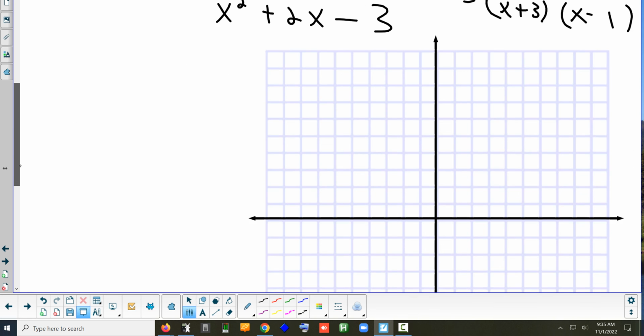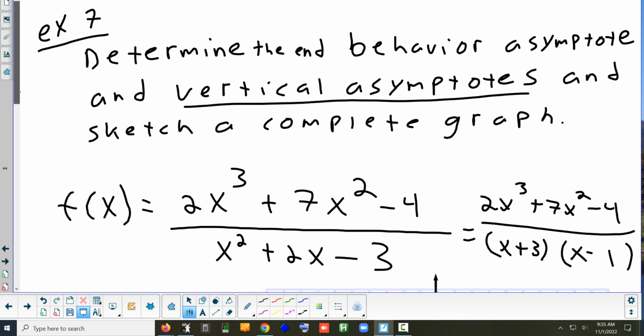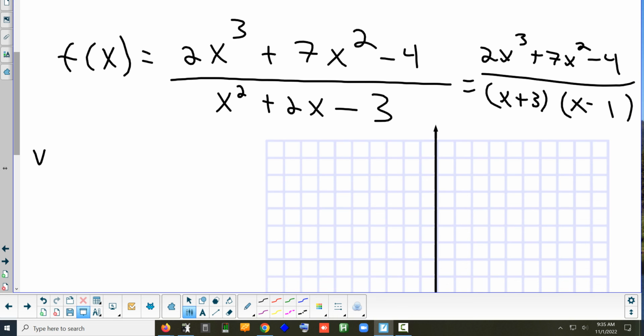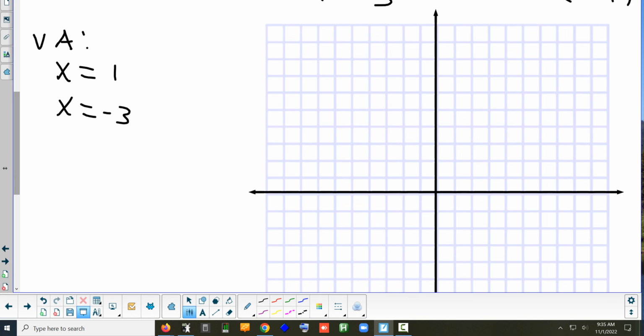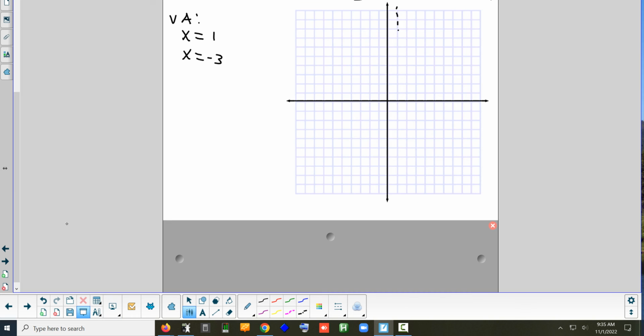Okay, so what do they want to know? Determine vertical asymptotes. How many vertical asymptotes does this one have? Yep. 2. And where are they? One's at positive 1. And then one's at negative 3. Positive 1 and negative 3. Put those in. Positive 1. Negative 3.